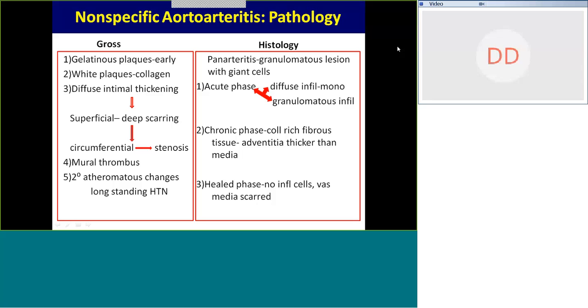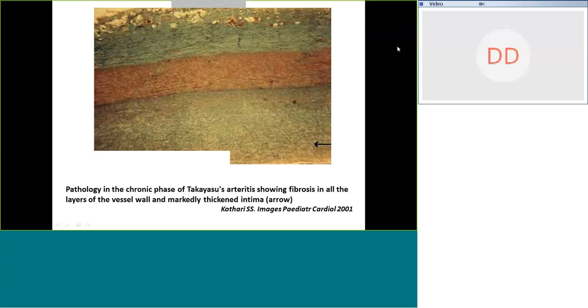In adults, it has been described that if it has gone on for a long time producing hypertension, then you can have secondary atheromatous changes in some of these arteries. This is the histopathological slide, and you can see that the intima is so much thicker, although you have fibrosis in all three layers of the vessel.